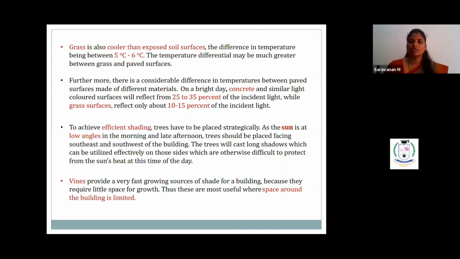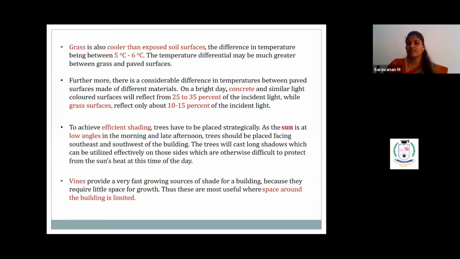So for example, when you take a concrete structure, the amount of heat being absorbed is more. But when you take the grass, which gives a cooler exposed surface compared to the concrete, the amount of heat taken by the grass will be less. Your temperature difference will be nearly 10 degrees Celsius. You will have the difference. In a similar way, it changes from the colored surfaces to the grass surface.